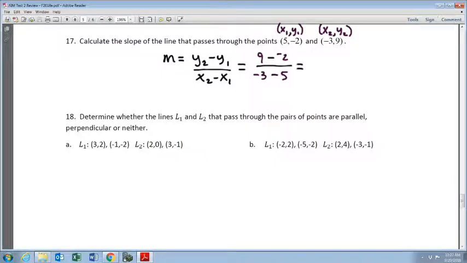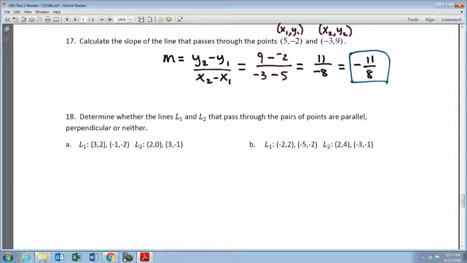And so 9 minus negative 2, that's going to be 11, 9 plus 2. And negative 3 minus 5, that's going to be negative 8. And so our answer is negative 11/8. Again, we normally try to keep negatives out of the denominator of a fraction, so we're just moving that negative out front.